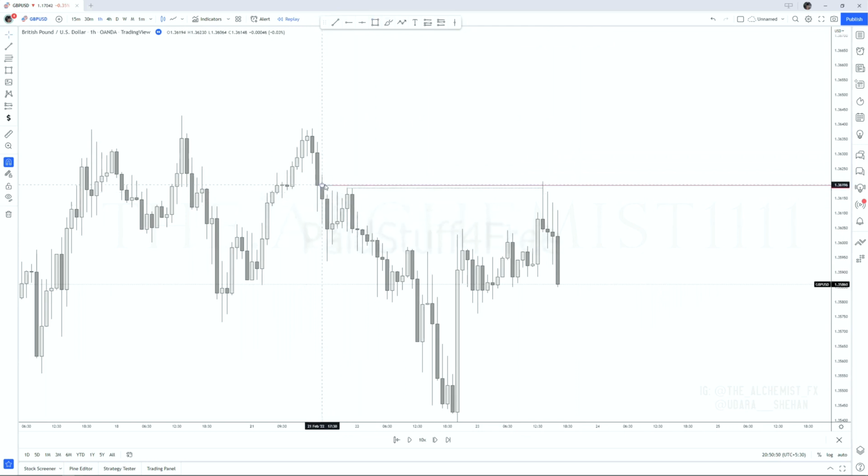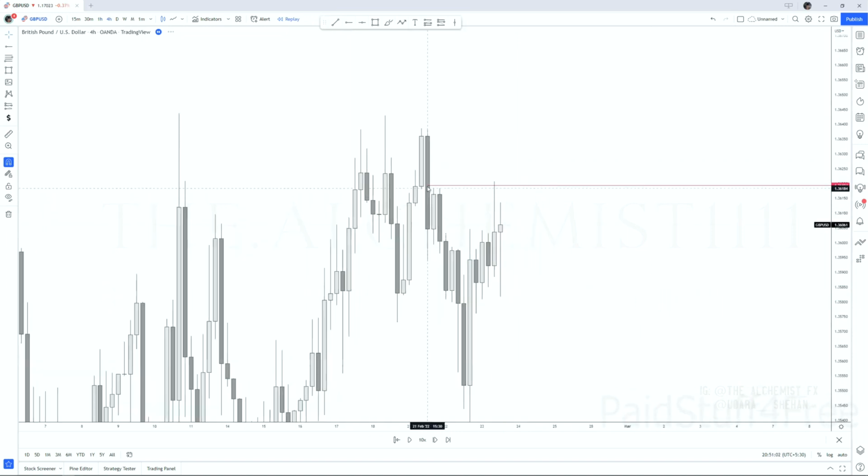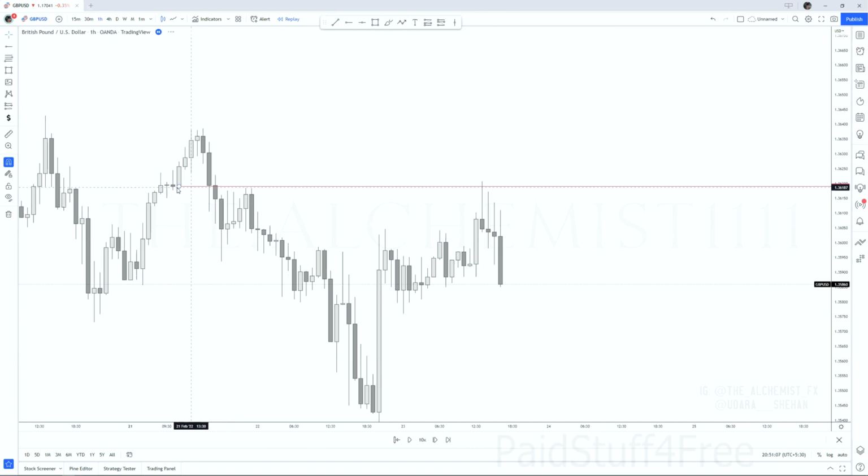What qualifies this one now as a rejection block? Now you saw how we refined it, right? We did not just directly choose this one. First, we looked into the higher time frames, the 4-hour order block, and refined into the 1-hour rejection block like this. A slight refinement. That's it.